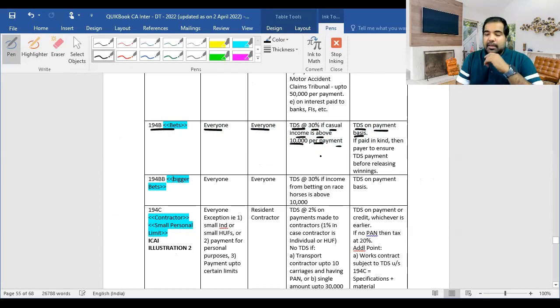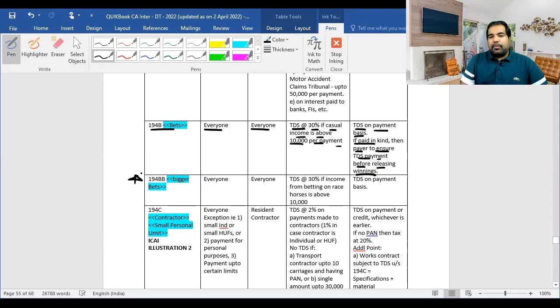Guys, instead of KBC giving you money, if they give you a car worth 10 lakh rupees, what happens in that case? Is there no TDS? No, they will give you the car, but they will not deduct the tax. They will give you the full car, but 30% of the value of the car you will have to pay them and they will pay to the government. So if any amount is paid in kind, then the payer, that is KBC, has to ensure that TDS payment is made before releasing the winnings.